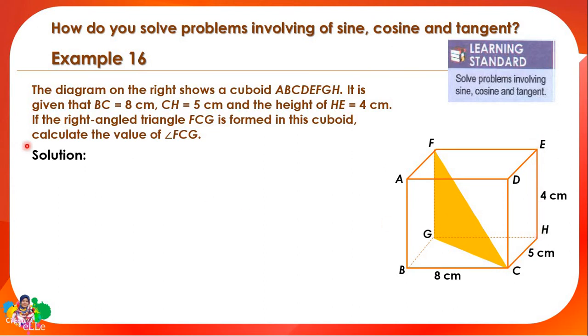If the right angle triangle FCG is formed in the cuboid, calculate the value of angle FCG. Now you want to know angle FCG. What is the size of this angle? So how to solve this one? You have to think which trigonometric ratio you want to use. You know this height. This height FG, what is the length of FG?